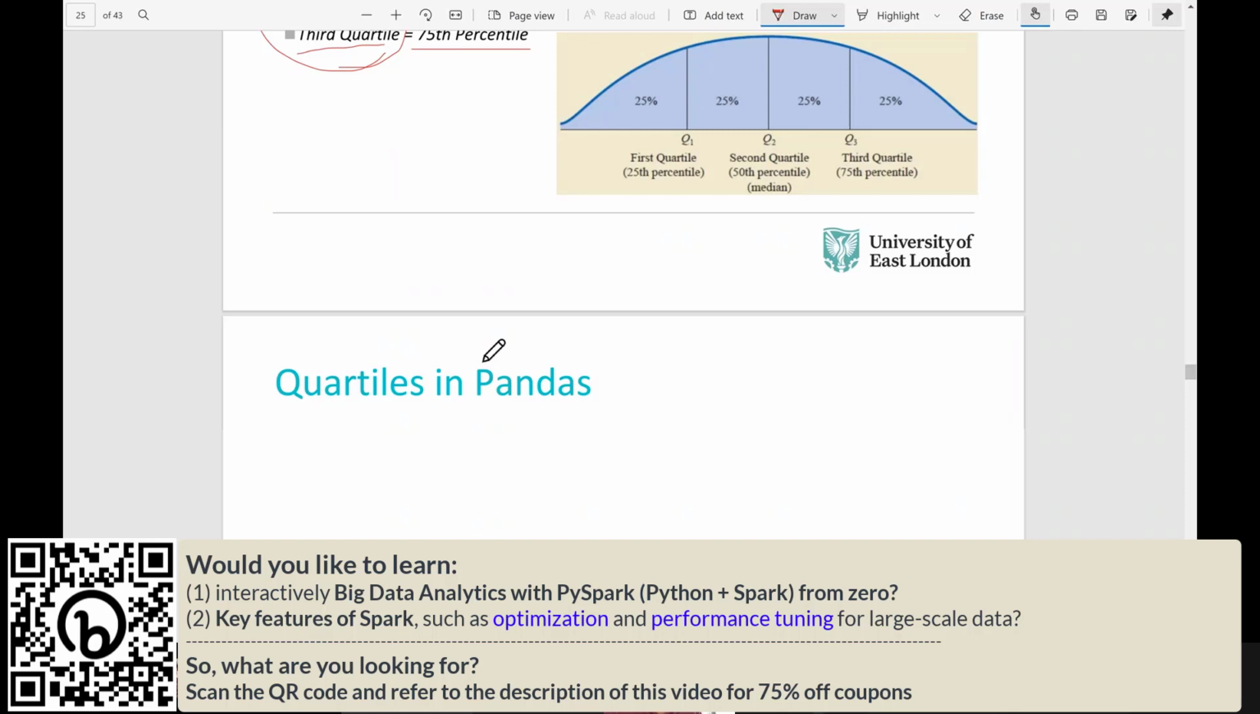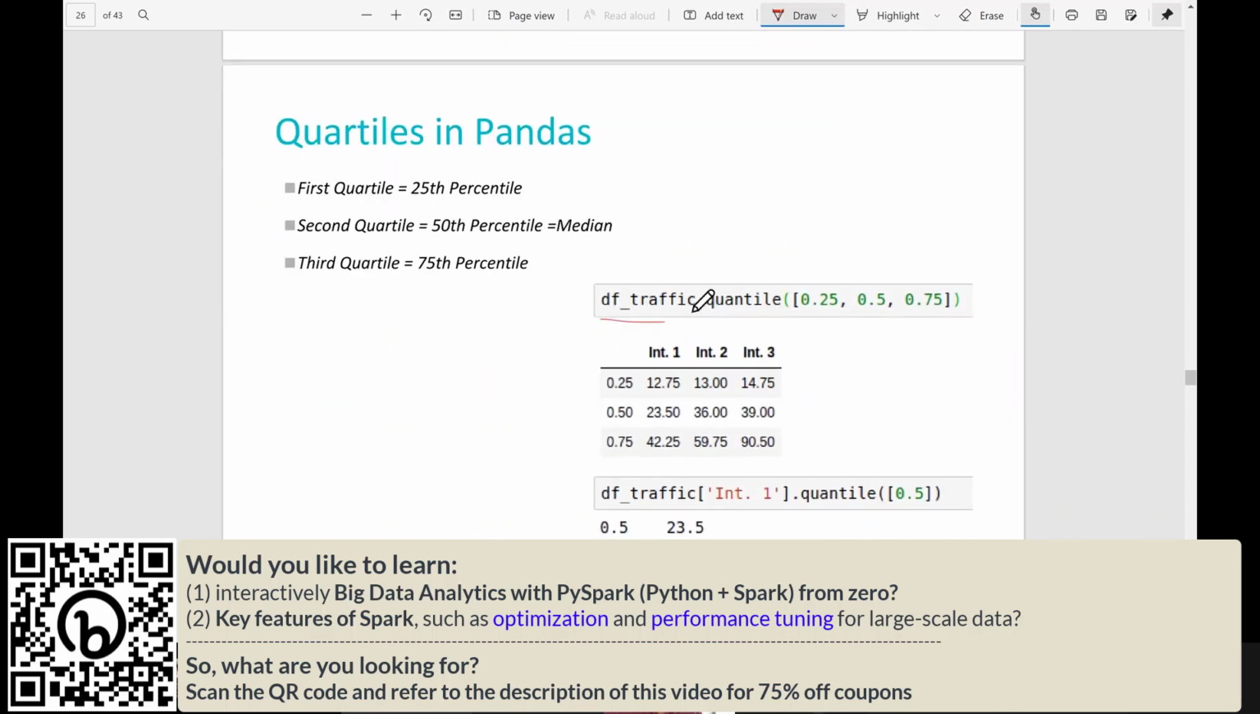Okay, let's do practice here. If you call your data frame quantile, it means you want to calculate quartiles. So with dot quantile, I want to calculate 25% of values, 50% and 75%. If you see here, it says at intersection 1, there are 12.75 cars. This is average, right?